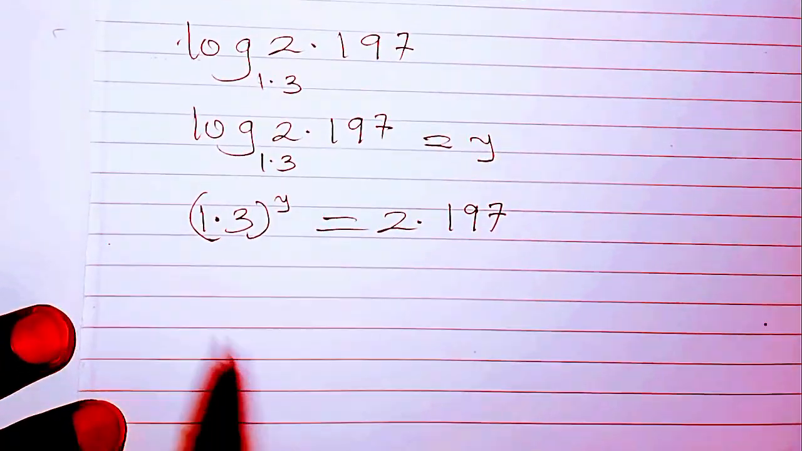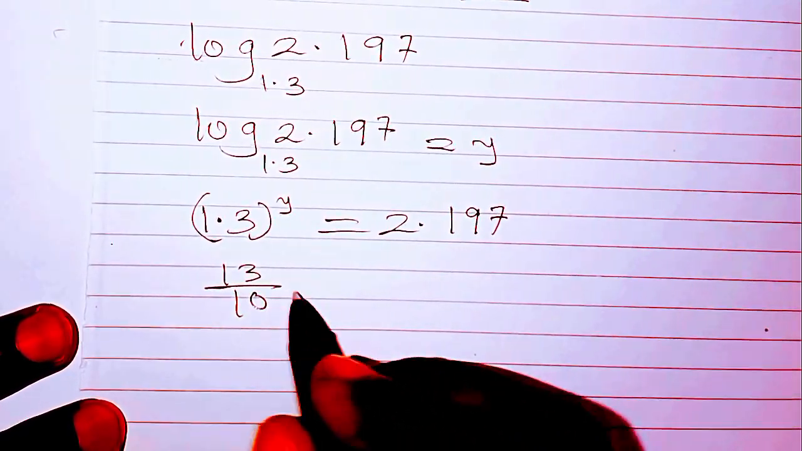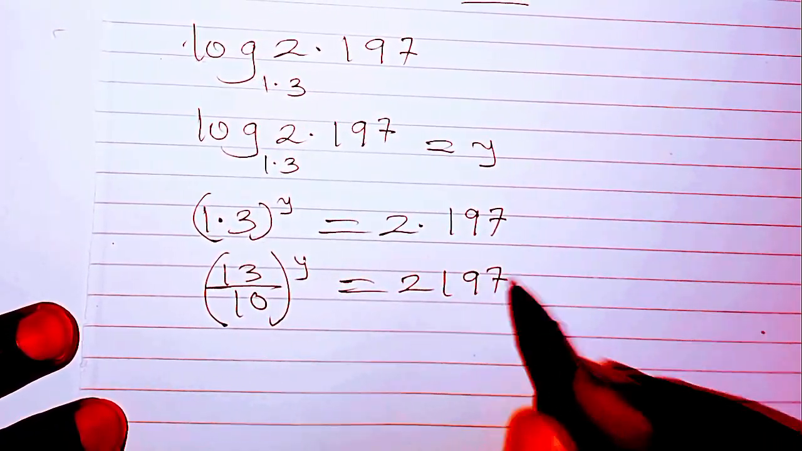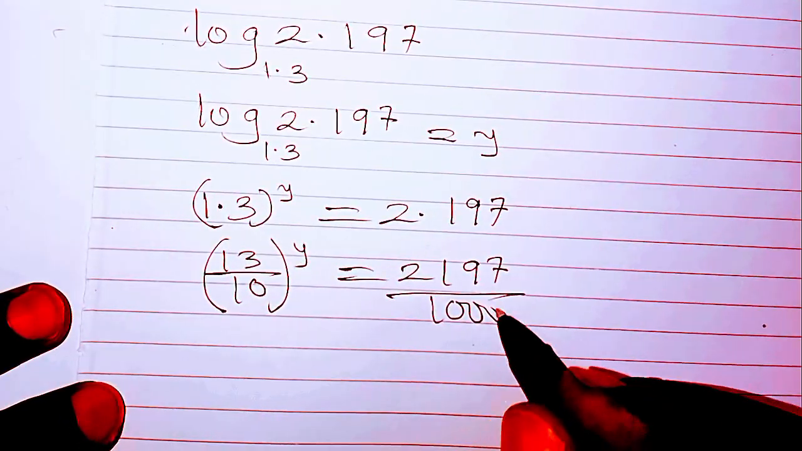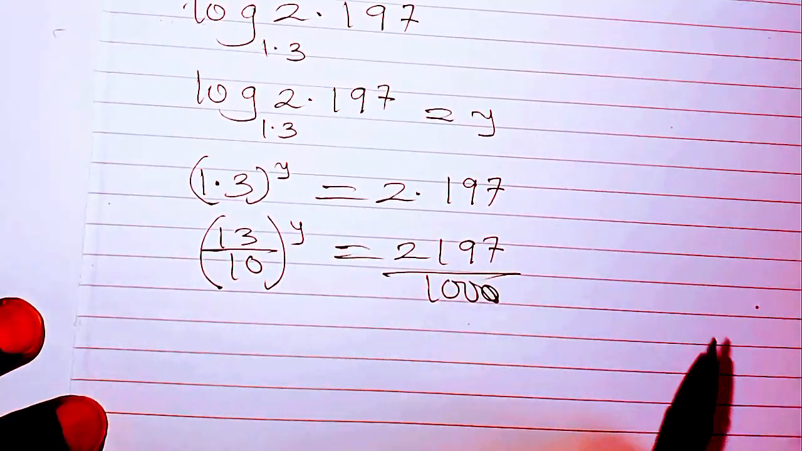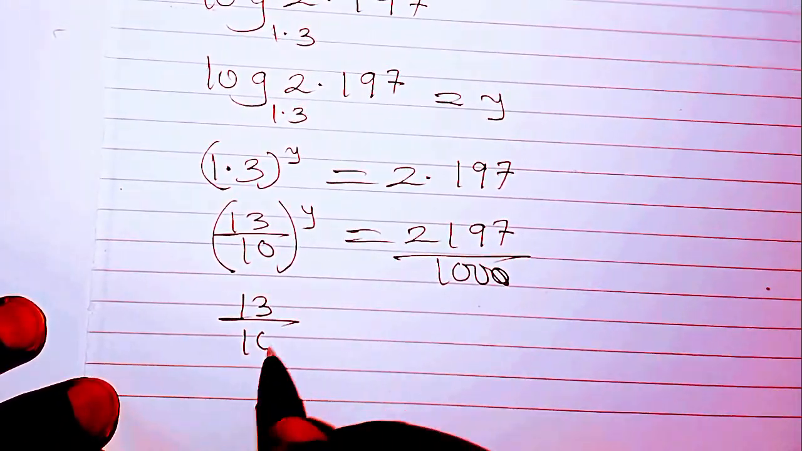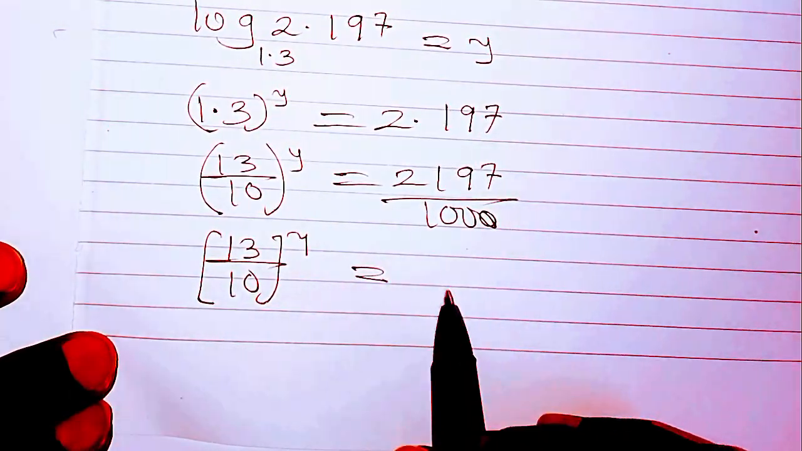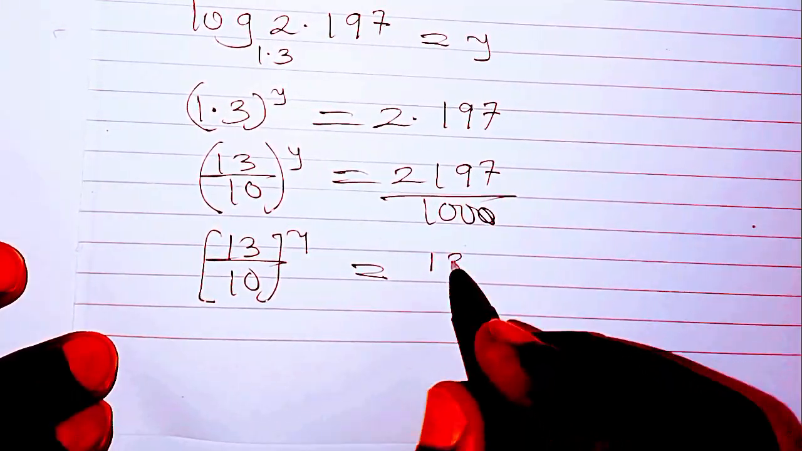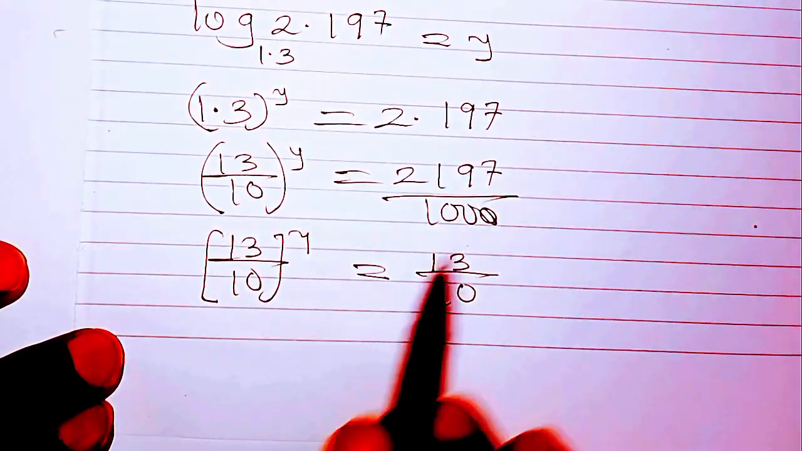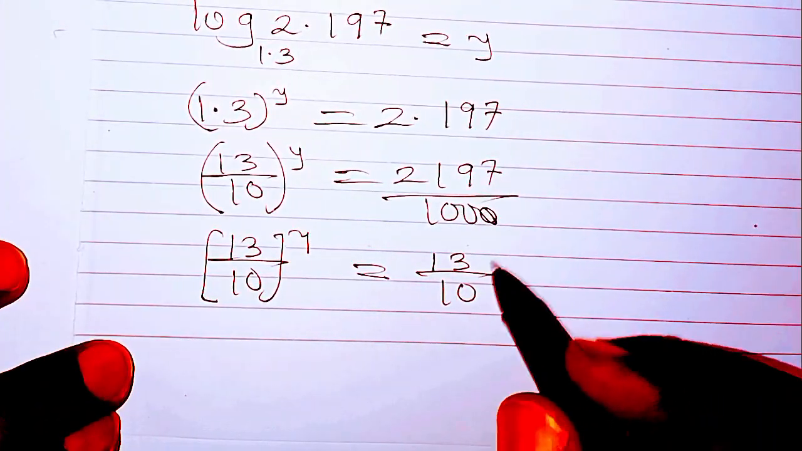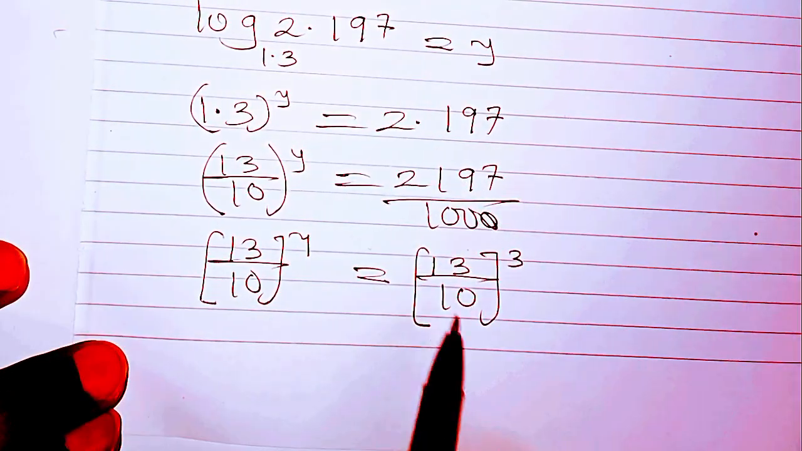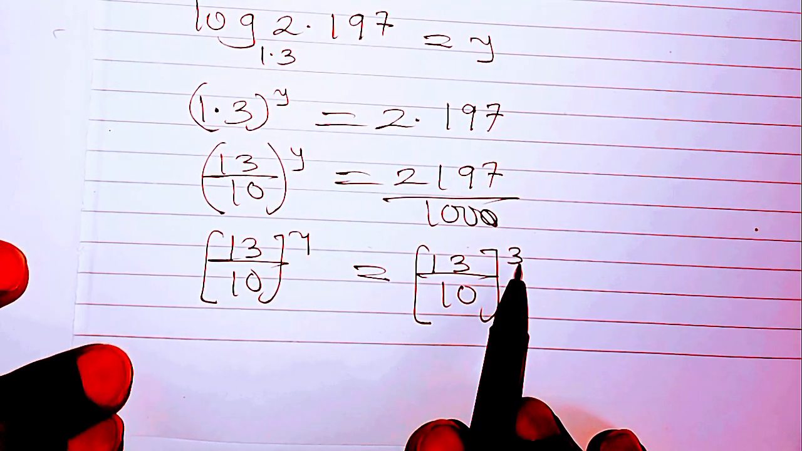2.197. And therefore, this can be written as 13 over 10. That's 1.3 raised to the power of y. And this can be written as 2197 over 1000, because we have just three numbers after the decimal point there. And therefore, this one is 13 over 10 raised to the power of y equal to 2197 divided by 1000. If you reduce this, you're going to have 13 over 10 raised to the power of 3. That's 13 raised to the power of 3 is 2197, and 10 raised to the power of 3, that's 1000.